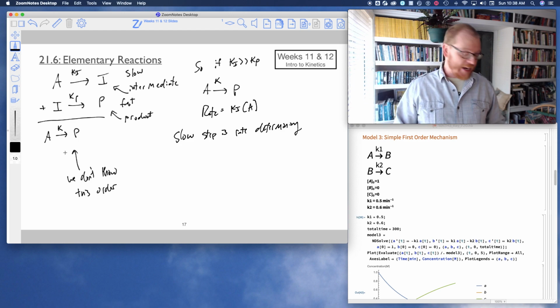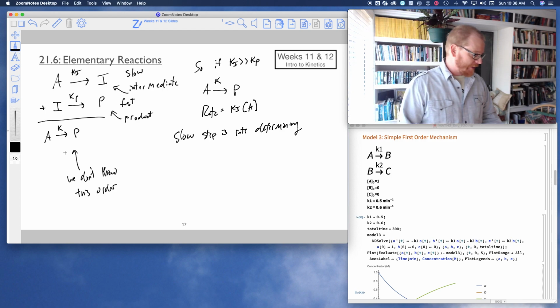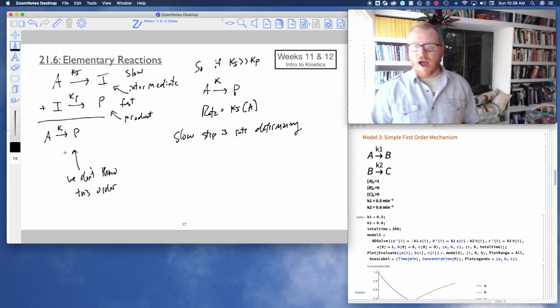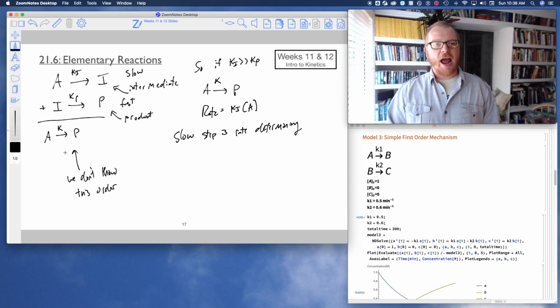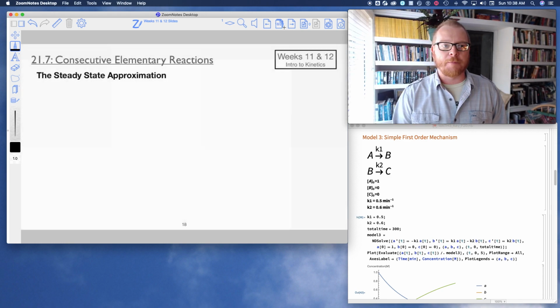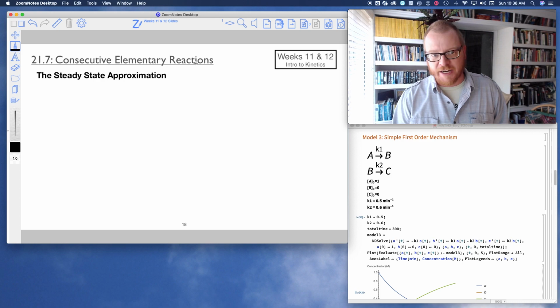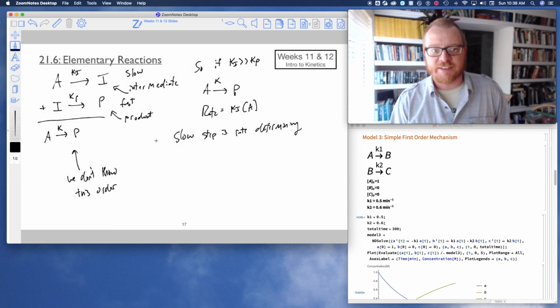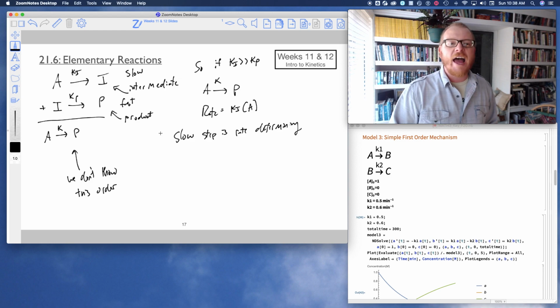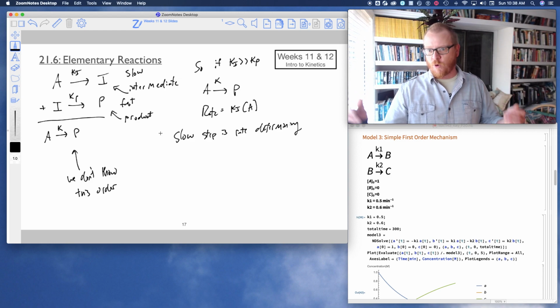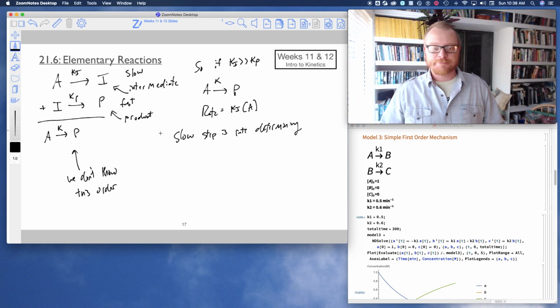We're going to have to look at the kinetic time step in the mechanism, okay? And I've got another video that I recorded several years ago now that's going to get into this on the steady state approximation and consecutive elementary reactions. It's going to continue along with this. I don't want to re-record that, so it's going to be a little bit different than this format that I'm recording in now.